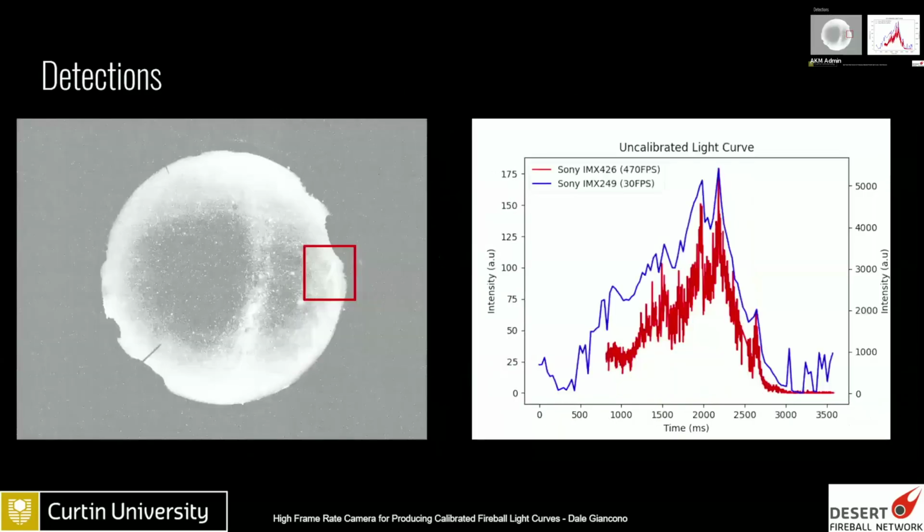Finally, the last detection I'm just going to show you. This was a not very bright fireball, so the signal to noise of the system isn't as good. But the difference with this one is we also captured it with a co-located Sony IMX249 system, which was operating at 30 frames a second. You can see the uncalibrated data here. Something to note is that we can see quite a few little flaring events that you can't necessarily notice on the 30 frames per second.